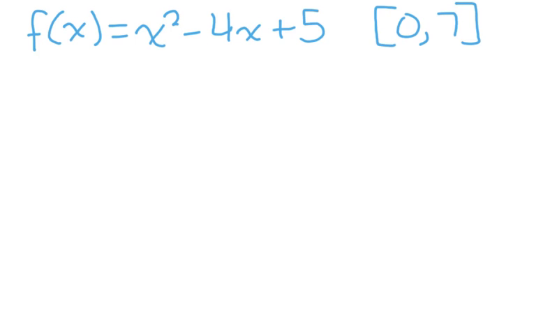Alright, let's look at a simple example of how to use the candidates test to find absolute extrema on an interval for a given function. We're going to look at the function f of x equals x squared minus 4x plus 5. Now we know that that's a parabola. We know that it should open upward, so it has its vertex at a minimum point.